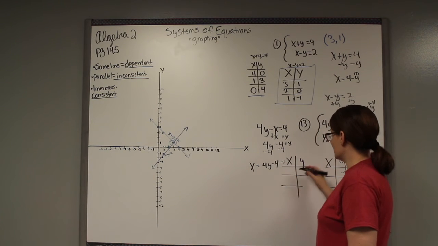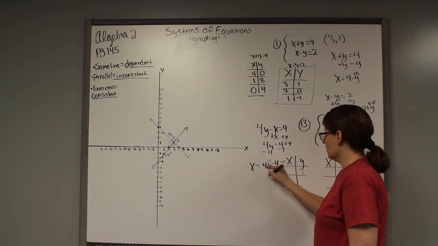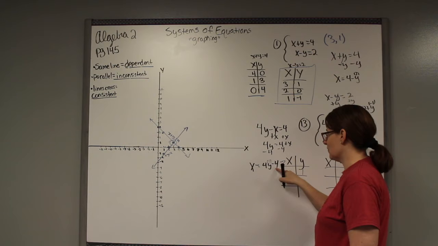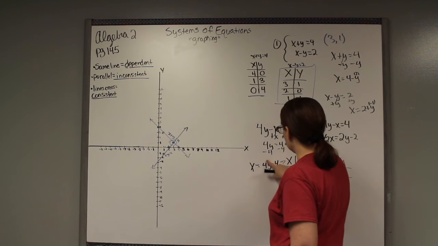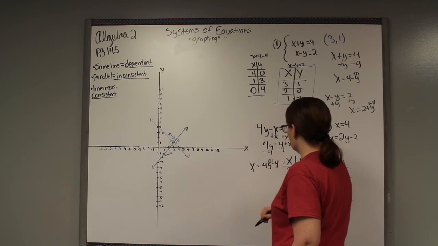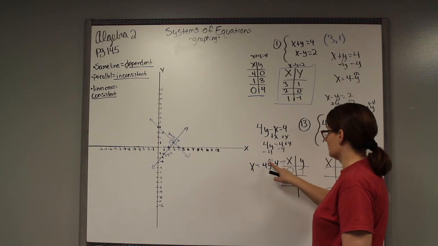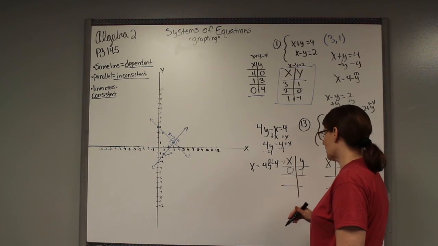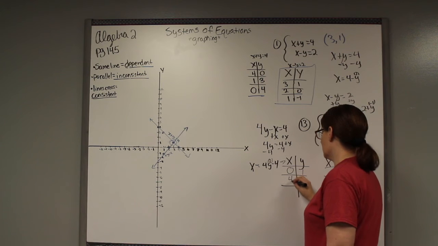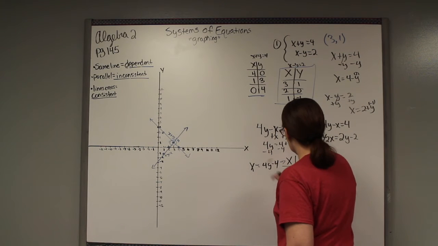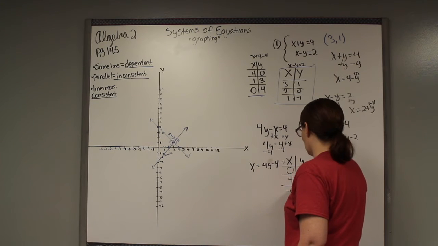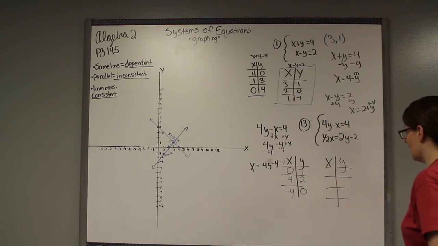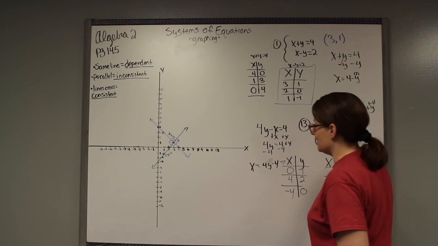Okay, so for instance, if I put a 1 in for y, 4 times 1 is 4, and 4 minus 4 is 0, so x is 0. Okay, if I put in a 2 for y, 4 times 2 is 8, and 8 minus 4 is 4. So if I put a 2 in for y, then x has to be 4. Okay? What if I put a 0 in for y? Well, that cancels that out, and x equals negative 4, and I have my 3 points for that line.